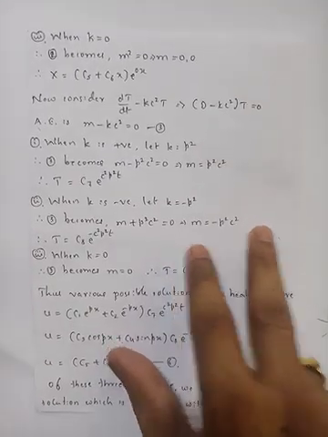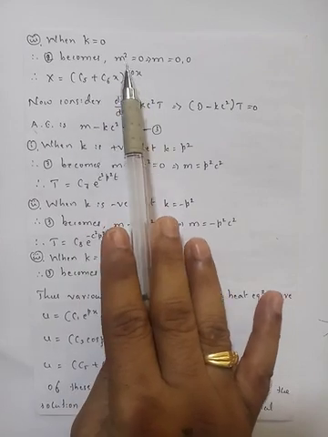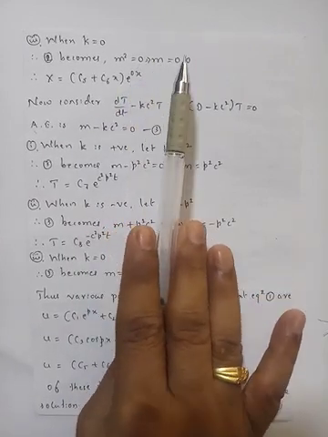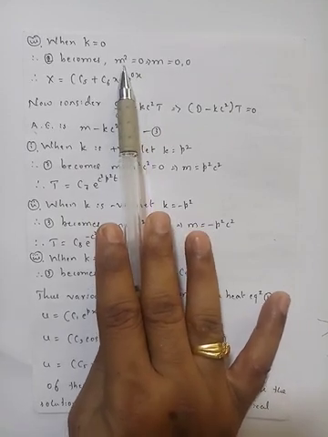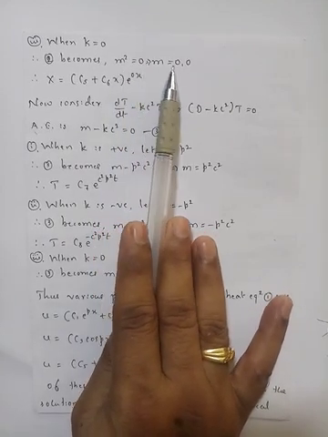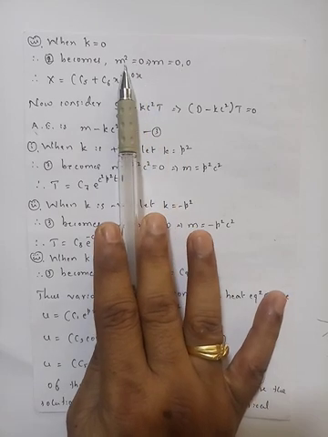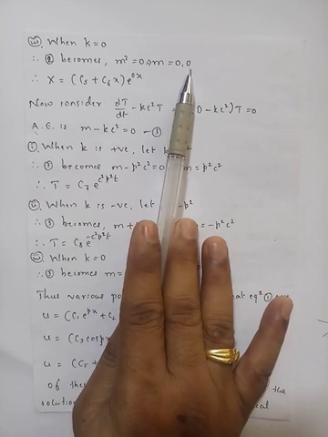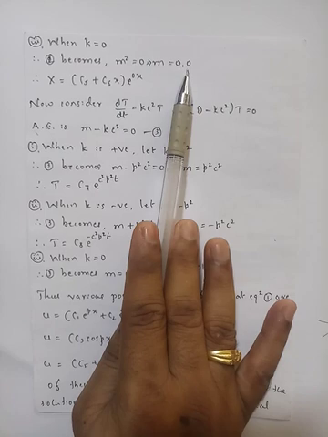Now we consider the third case, when k is 0. When k is 0, equation 2 becomes m square equal to 0. We write 0, 0 because we have an equation of degree 2, so we must have two roots. It is not simply m equal to 0; we have to write two roots 0, 0, which are real and equal roots.